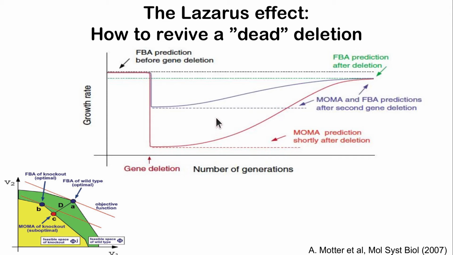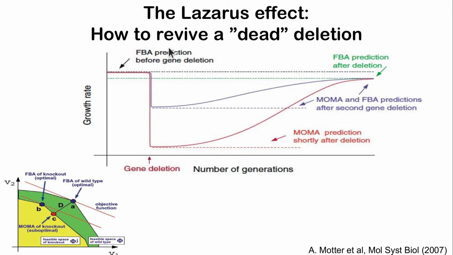But in MoMA, things become a bit different. Because what we can have in MoMA is something like this. Here on our y-axis is the growth rate, and we can imagine we're doing a mutation and following this over time with the number of generations here.